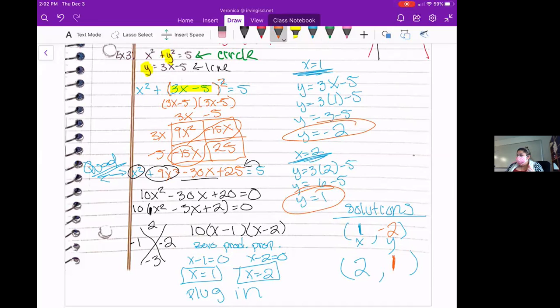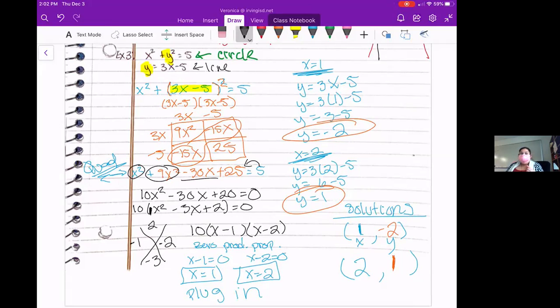And if you were to plug both of these ordered pairs into the circle function, they're both going to give you 5. 1 squared plus negative 2 squared is 5. And same thing for the second ordered pair. 2 squared is 4 plus 1 squared is 1. So 4 plus 1 is 5. So that means, what do we end up with?